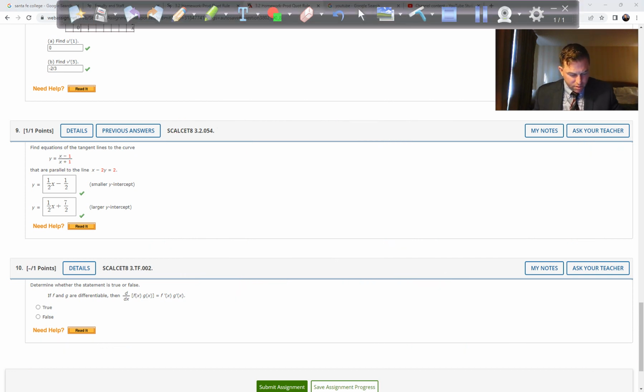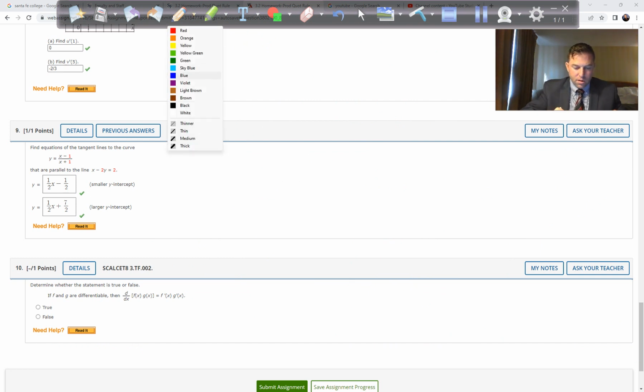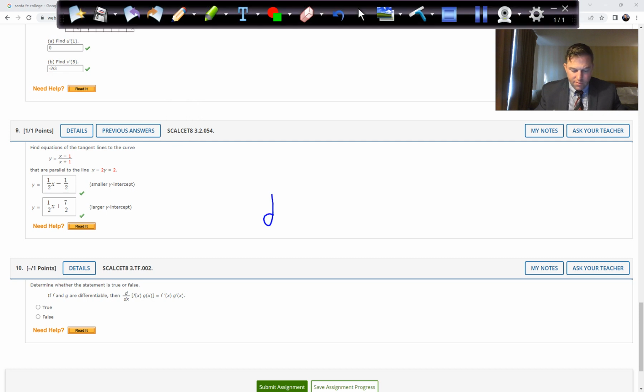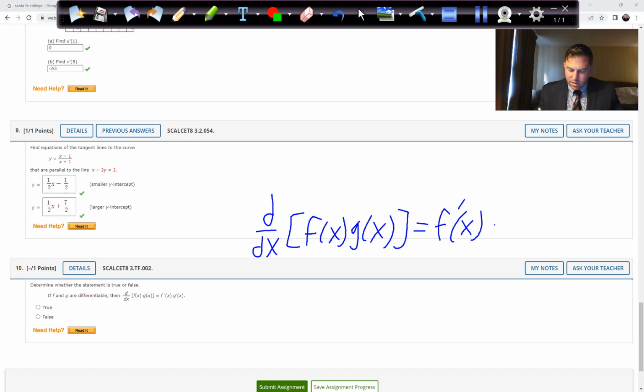Determine whether the statement is true or false: if f and g are differentiable, then the derivative of f(x) g(x) equals f prime x g prime x. No, this one's easy. So the derivative with respect to x of f(x) times g(x), this is product rule, equals f prime of x g of x plus g prime of x times f of x.